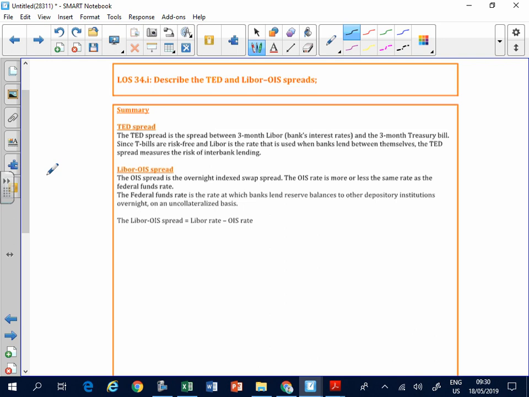This one over here, the LIBOR-OIS spread. Now, LIBOR is a bank rate, easy. It has a particular maturity, 1 month, 3 months, and so on. So it's a term rate. OIS is an overnight rate.